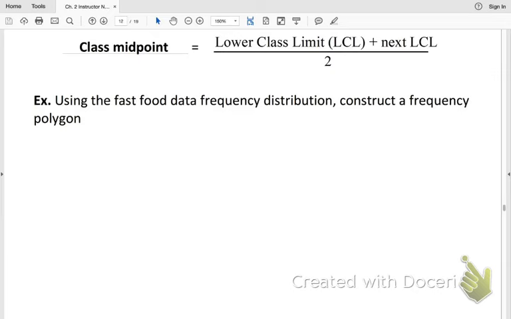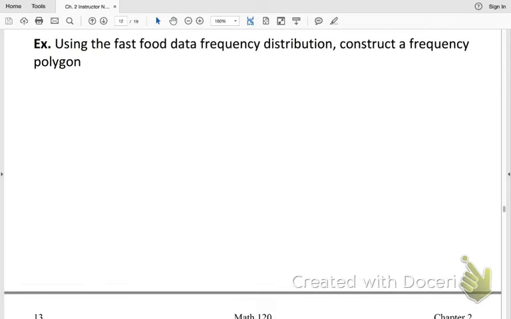Now, just as a reminder, to find the class midpoints, you take the lower class limit of one class and the lower class limit of the next class, and you average them. So like I had in the previous screen, I'd taken 5.5, 10.5, added them up to get 16, divided by 2 to find the average, and I got 8. So we could actually make a fast food frequency polygon based on the fast food data that we have used before. And I'm going to ask you to go ahead and do that using the information that we already had.